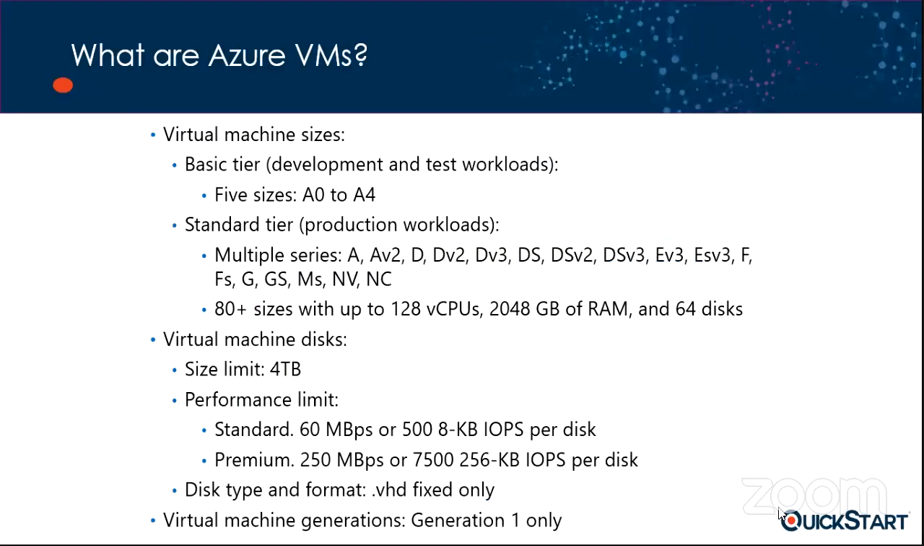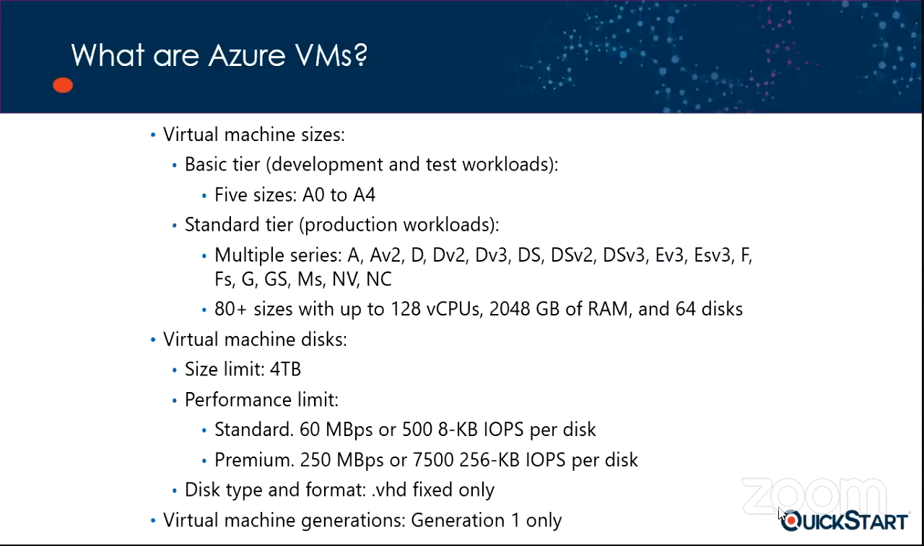Now, virtual machines. We have many types of virtual machines: A series, D series, E series, F series, G series. So what is the typical difference between A series and other series? If you talk about pricing, tier, or SLA point of view, Microsoft divides virtual machines into two categories: basic tier and standard tier.